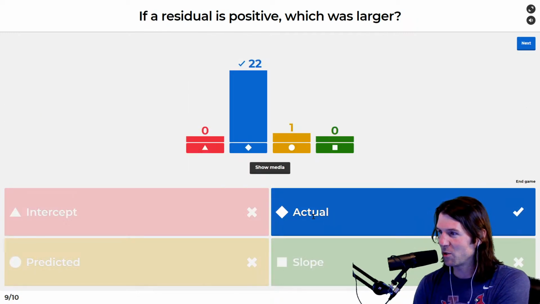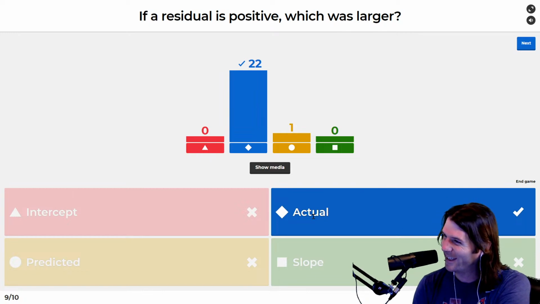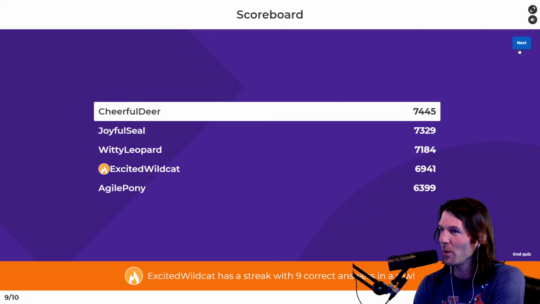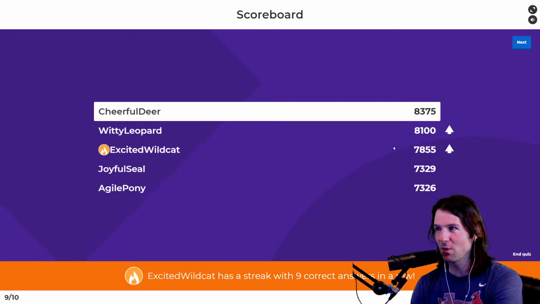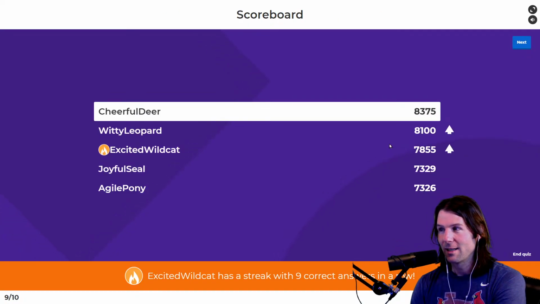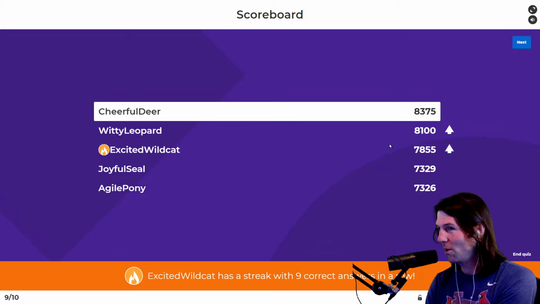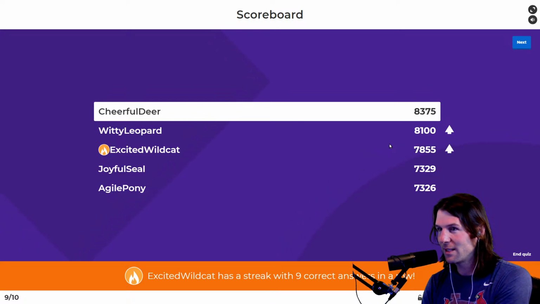Sometimes I just double check by making sure I got the answer right, by doing it while you're doing it. I mean, I wrote the questions. Brian, do you really know how to do stats? I swear, but you know who knows how to do stats? Cheerful Deer. This could be close. And remember, first and second get prizes. So this is close. Witty Leopard just jumped into the lead. So did Excited Wildcat. So much excitement, so much craziness.